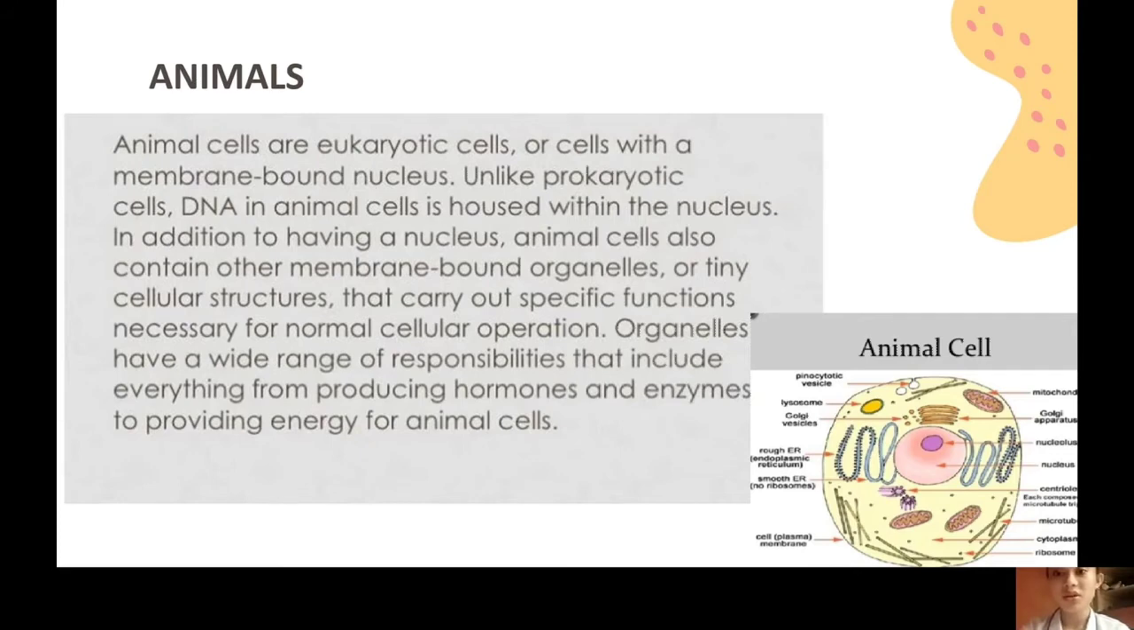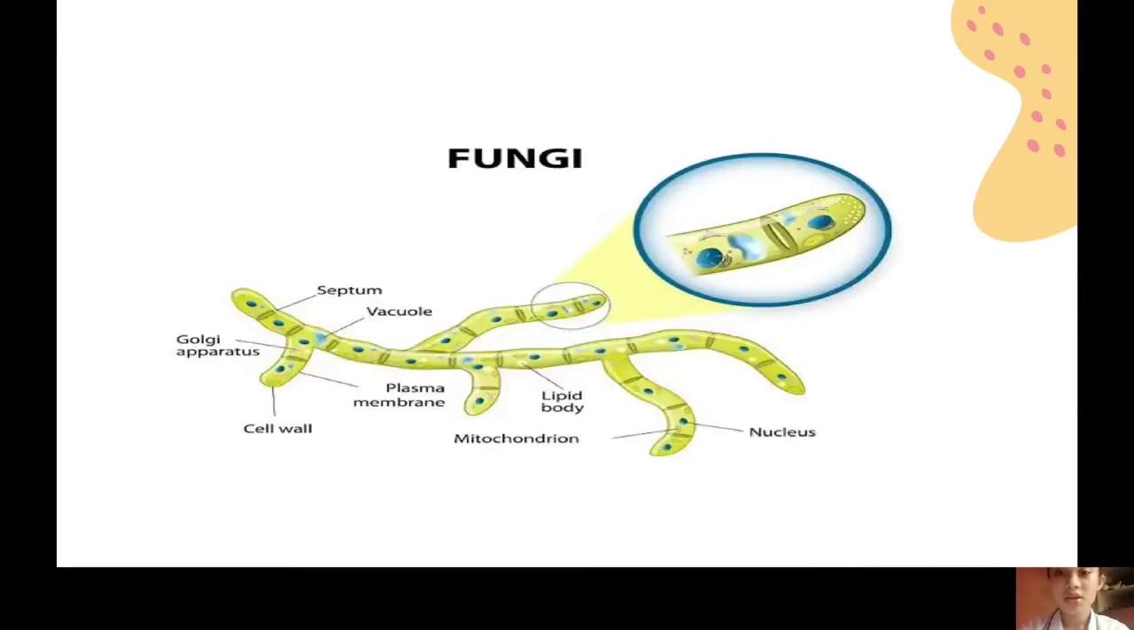So as we can see in the picture, these are the organelles of the animal cell. The organelles have a wide range of responsibilities that include everything from producing hormones and enzymes to providing energy for animal cells. So these organelles are very important, because each organelle has a function of its own, allowing the cell to live and work within the body of animals. And also, due to the lack of a cell wall, animal cells can transform into a variety of shapes. And the next one, we can see here the fungi and the organelles of the fungi.